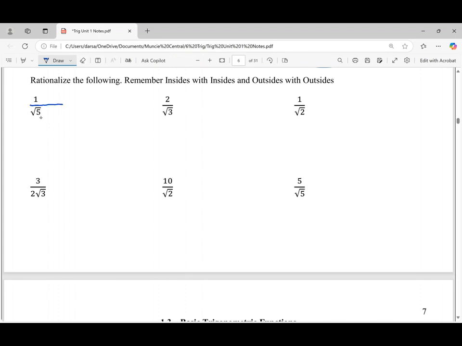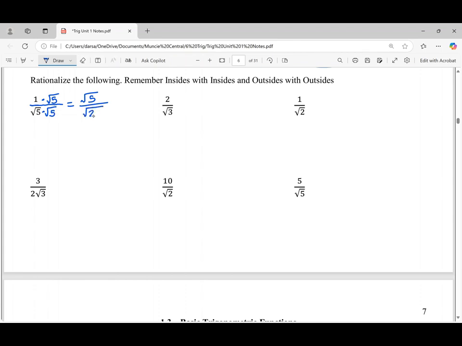Well, this is a fraction. And what we're going to do is multiply the denominator by the same square root that's already there. But if I multiply the bottom of a fraction by something, then I have to multiply the top by the same thing. Notice the 1 is outside of a square root and the 5 is inside of the square root. So we're going to get 1 times the square root of 5, which is the square root of 5 on the top. Now, remember with square roots, insides multiply with insides, outsides multiply with outsides. So what is 5 times 5?